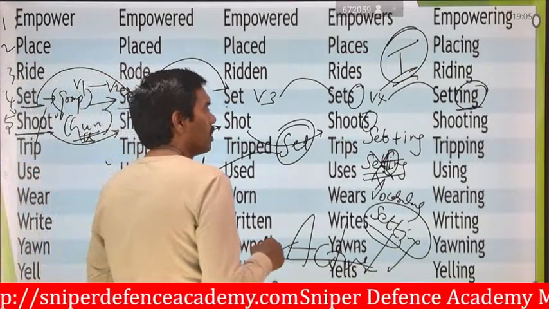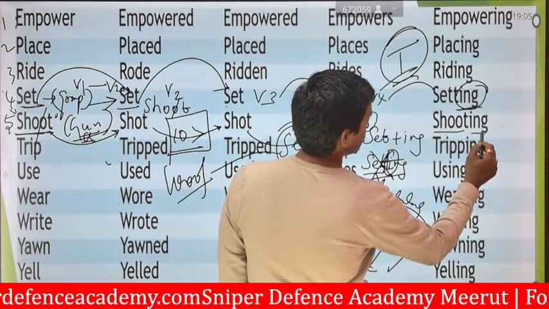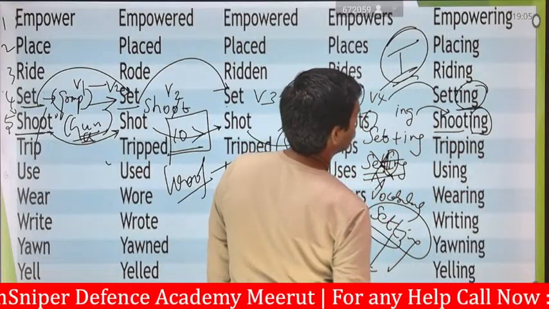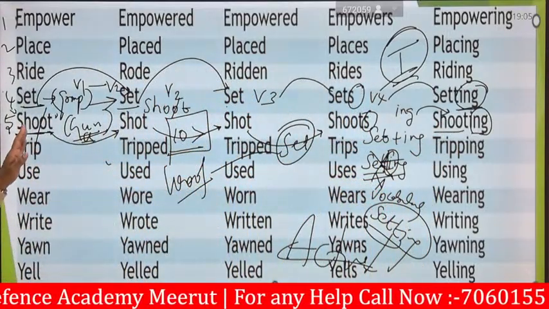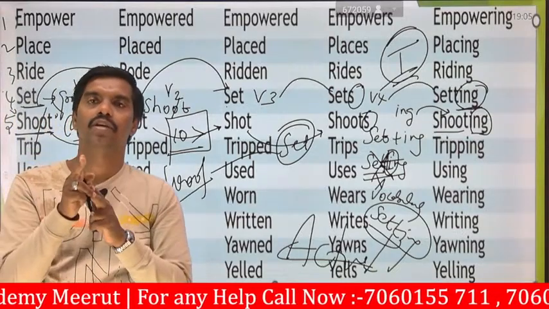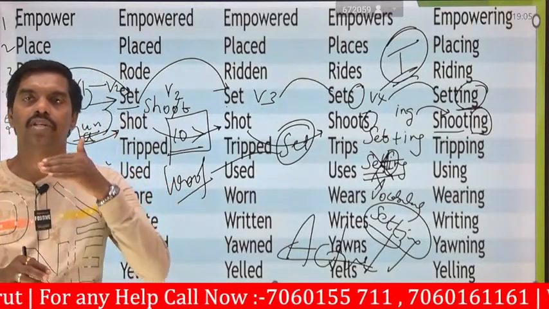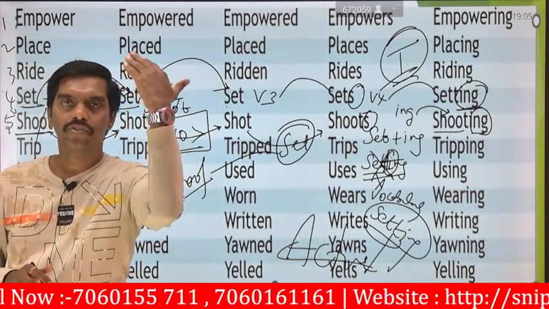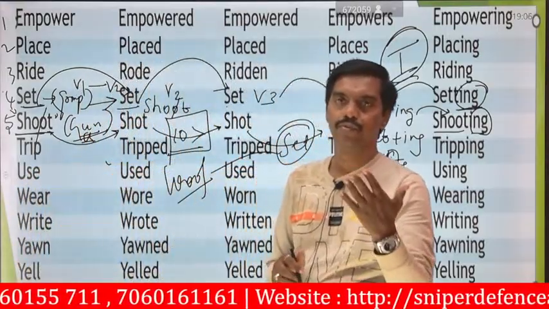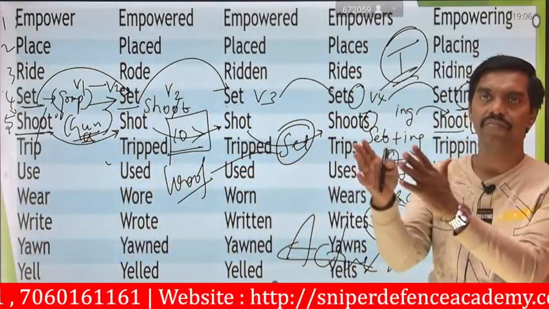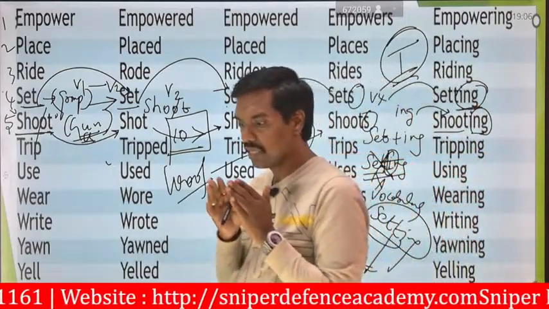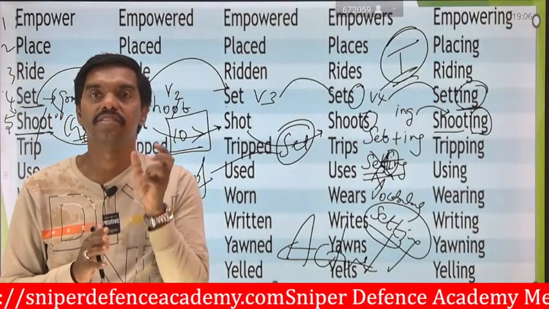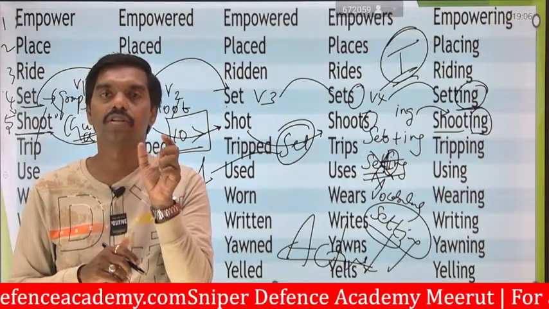Next, generally we know that shoot plus ing gives shooting. Plus ing will give shooting. Once you transfer these verbs from one form to another form, the one O will remain silent. The pronunciation will be the same, but the meanings will be different. So that is the main thing we are learning in these verbs. That is the main aspect, the main parameter we are going to learn in the verb.